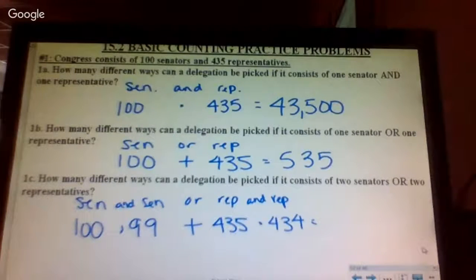Okay. Let's see what that answer gets you. If Pee Wee is a representative, he can't be the second representative. We have to pick someone else. That is 198,690. Perfect. 198,690.